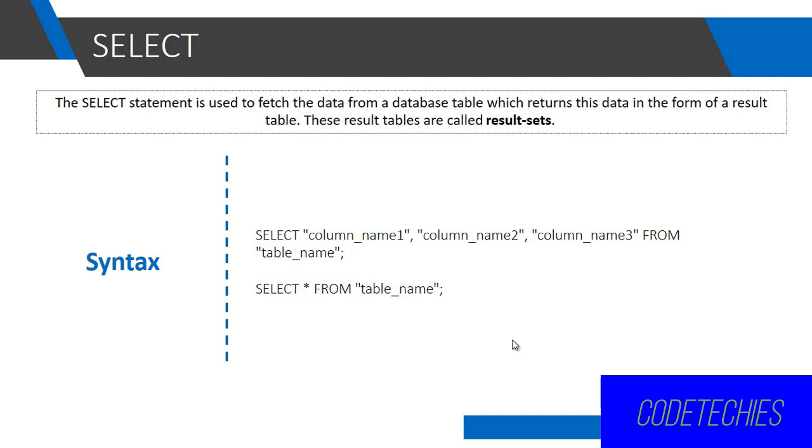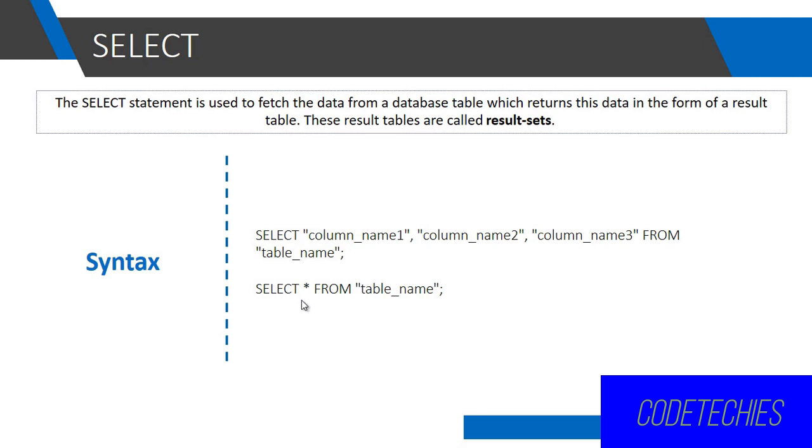Retrieval of data from tables is done using the select command. Select command is used to fetch the data from database, and the result table that you get is called result sets. The syntax for select command is as follows. We write select, then mention the columns that we want to retrieve, then comes the keyword from, and then we mention the table name.